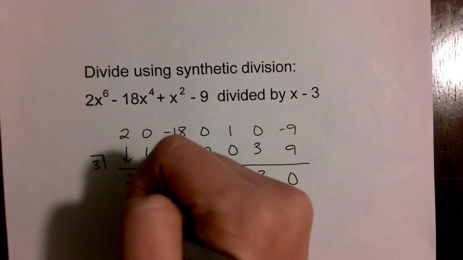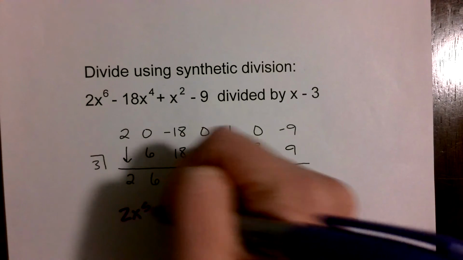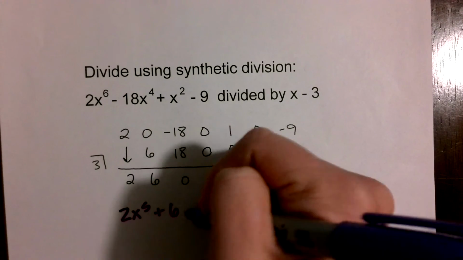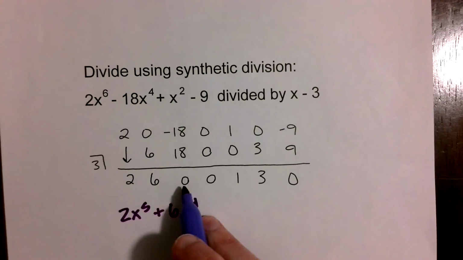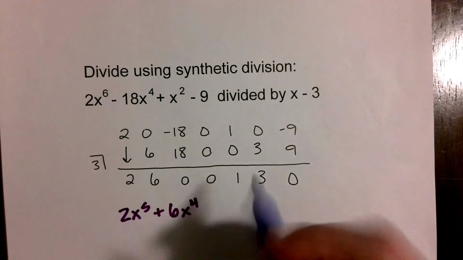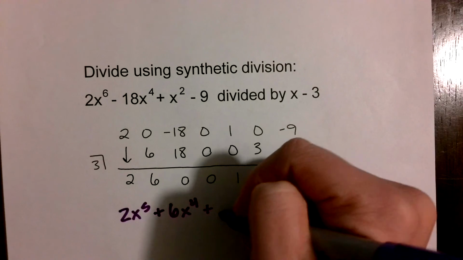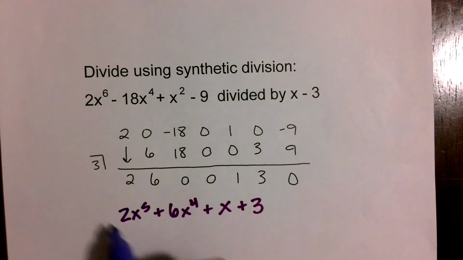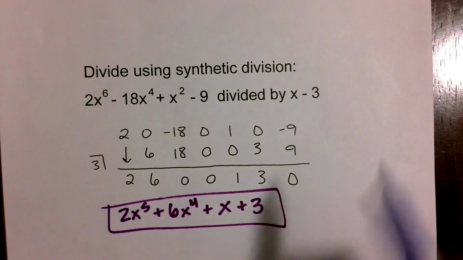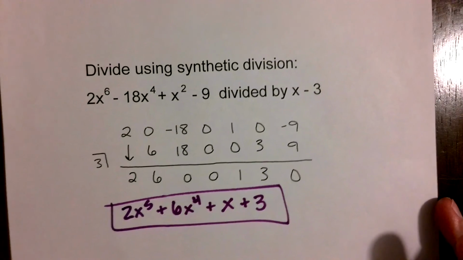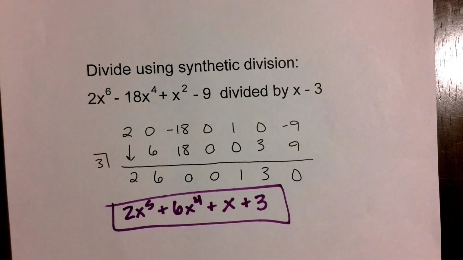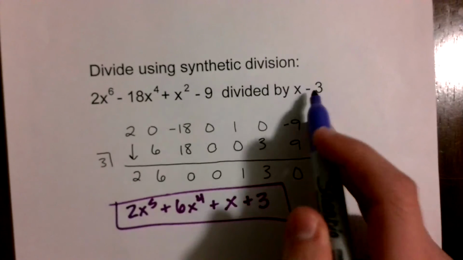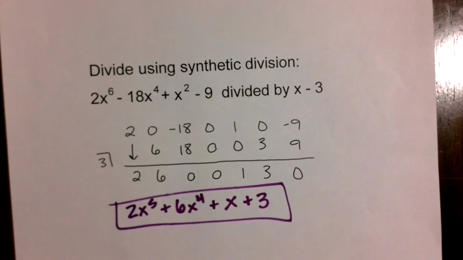We went down a power, so we've got a 2x to the fifth plus 6x to the fourth. We don't have a third, we don't have a second. This would be our first, so 1x. And then 3 is the constant, and 0 is the remainder. So we did have x minus 3 is a factor. 3 would be an x-intercept, and whenever we divide, we get this lovely quintic polynomial.